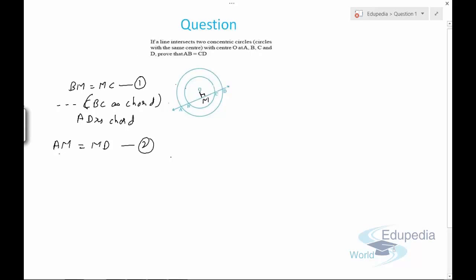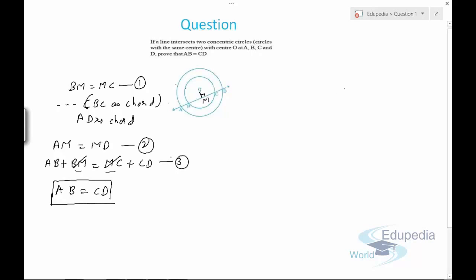Now AM can be written as AB plus BM, right? And MD can be written as MC plus CD, right? So let it be equation 3. Now, as we know, BM equals MC, so we can cancel it out. So what we are left with is AB equals CD. So this is how we can solve these types of questions. So let's move on to the next question.